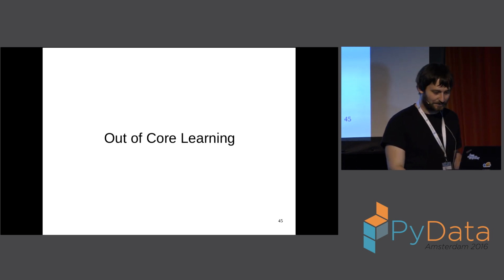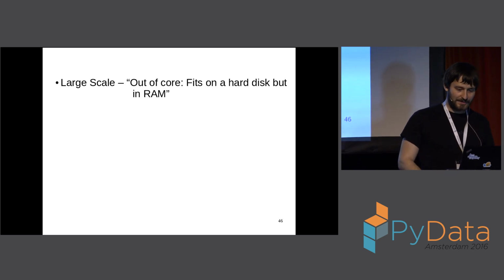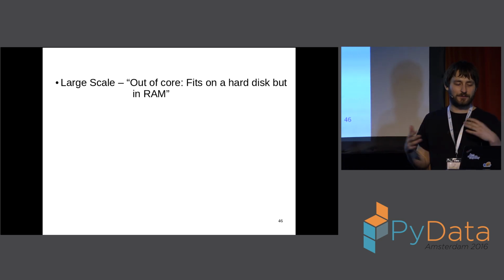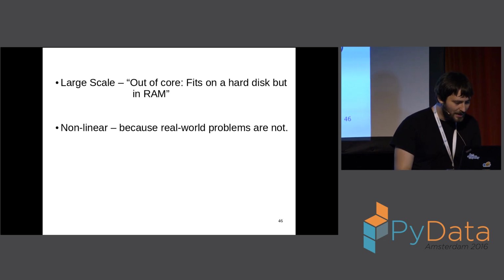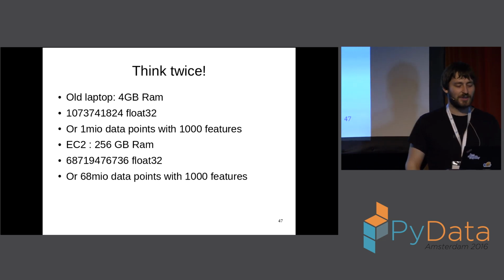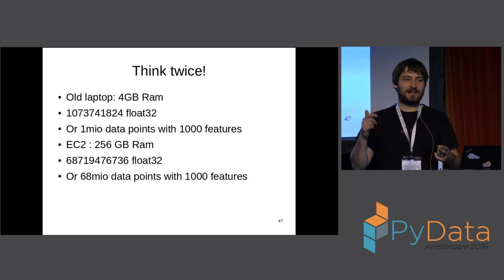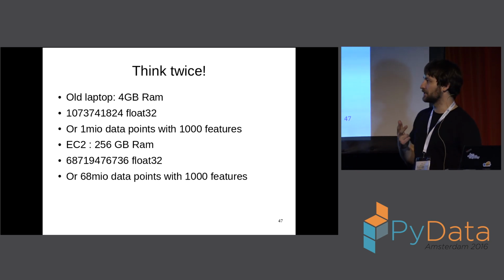So, out-of-core learning. Out-of-core learning is doing learning with data that does not fit into RAM. I like to think about three different scales for data: data that fits into RAM, data that doesn't fit into RAM but fits on disk, and data that doesn't fit on a single machine.